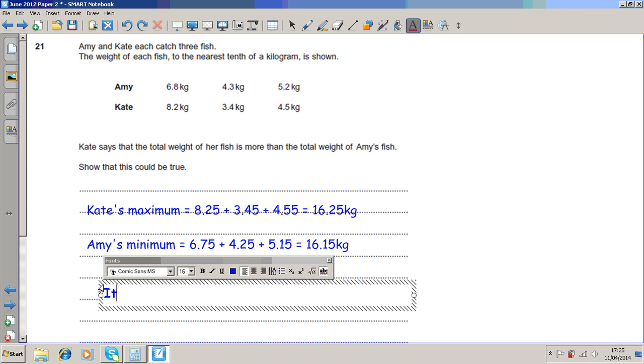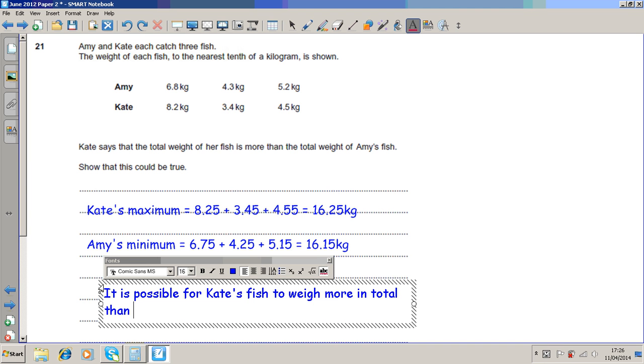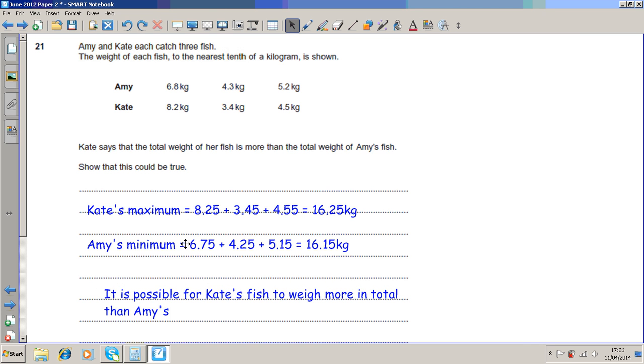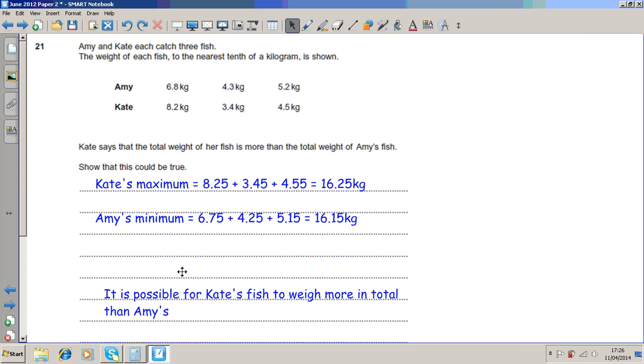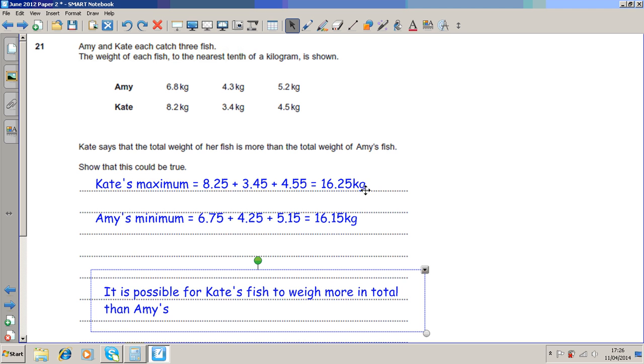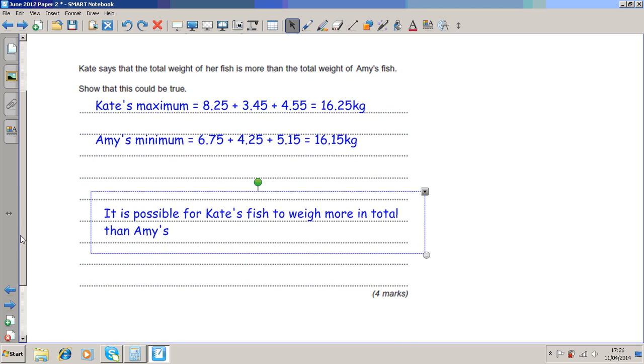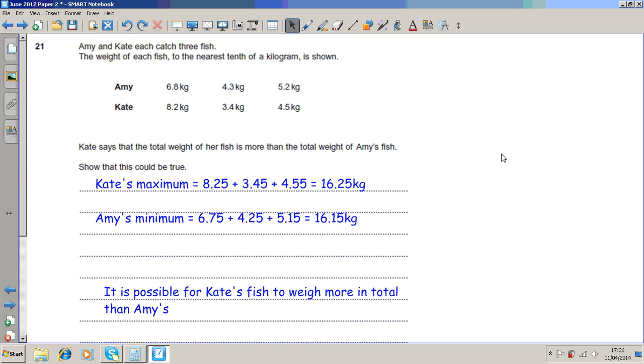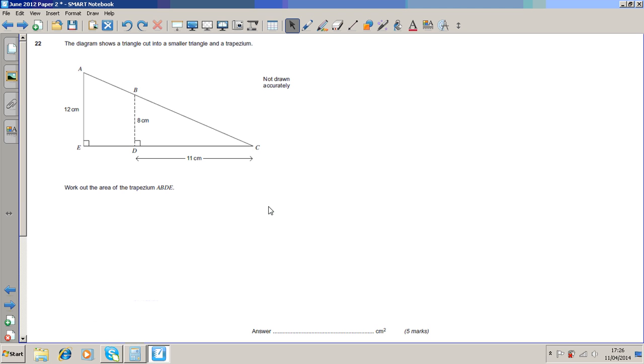So it is possible for Kate's fish to weigh more in total than Amy's. Marks for that one.